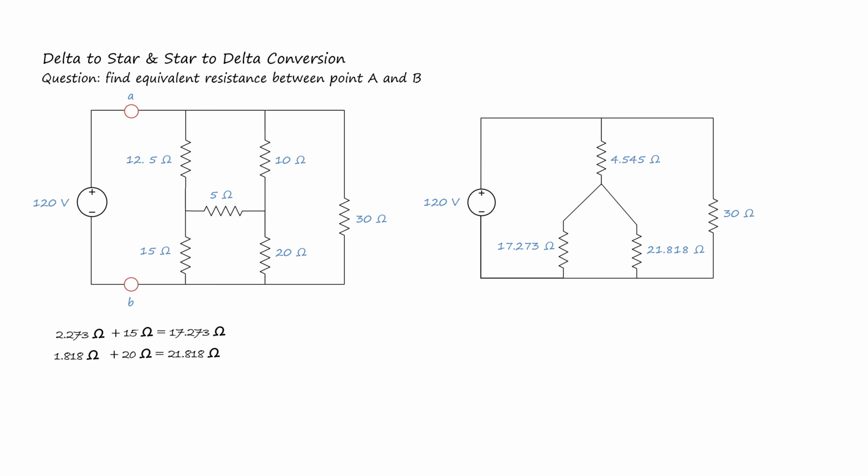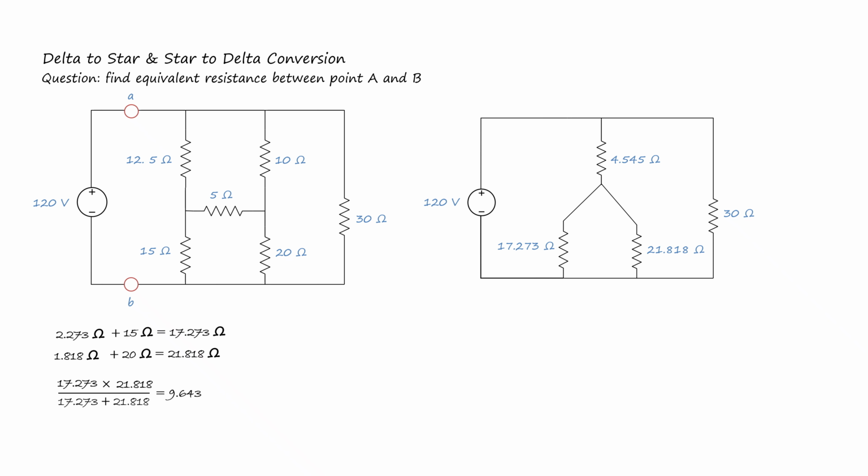After we simplify it, we make these two resistors one resistor. They are in parallel, so we multiply them and divide by their sum, using the parallel rule. 17.273 times 21.818 over 17.273 plus 21.818 gives us 9.643. So we make it one resistor.